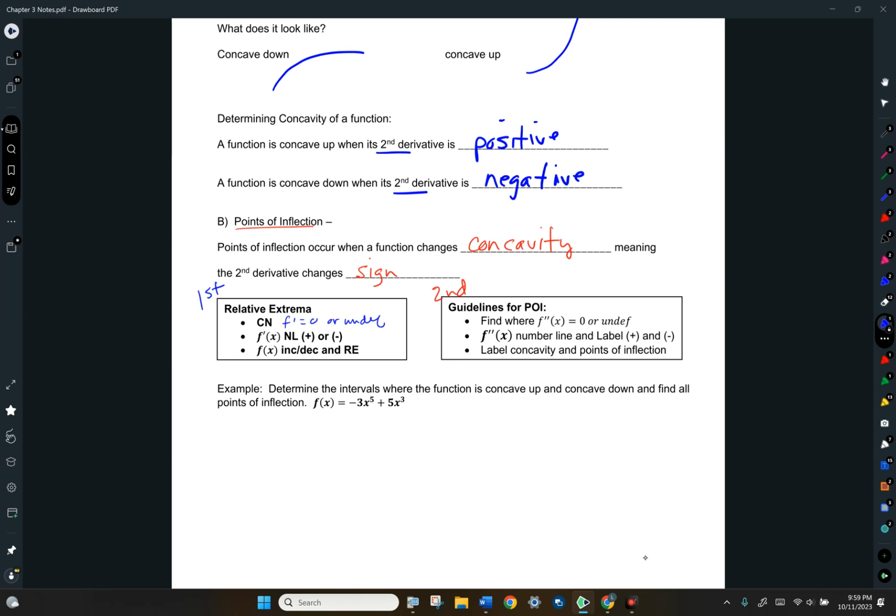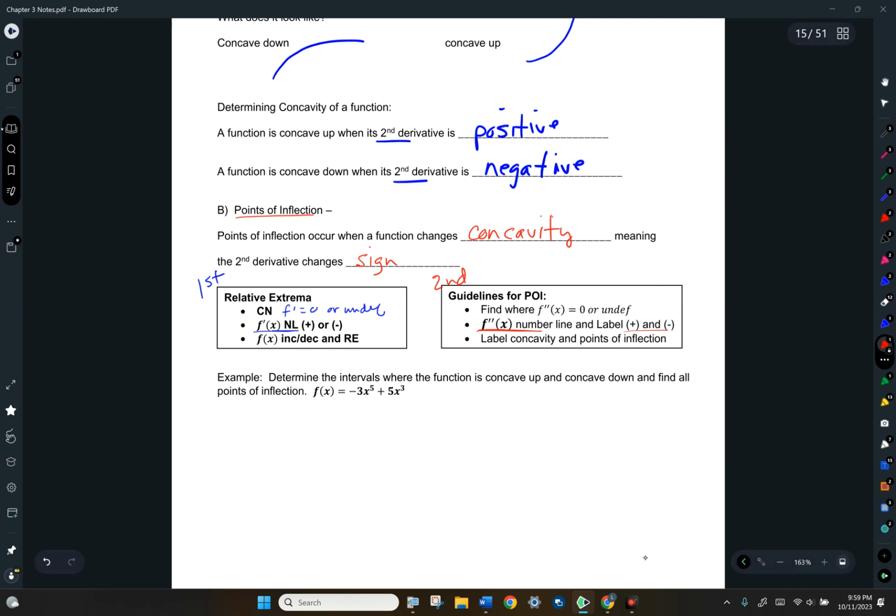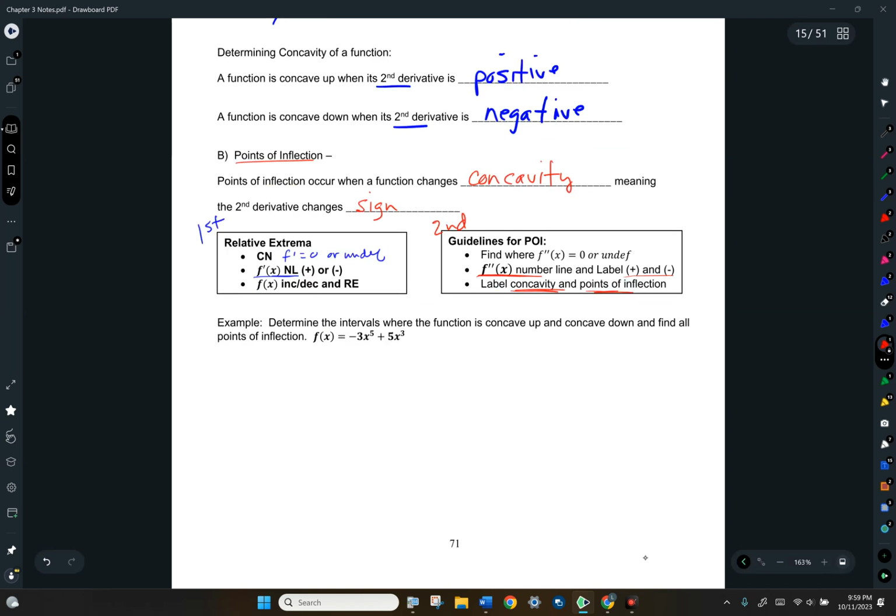For the first derivative, we looked at a number line for the first derivative. Well, when we're finding points of inflection, we're going to look at a number line for the second derivative. We're doing the same thing, just on the second derivative. We're still going to label if it's positive or negative, just like we did on the first derivative. This time, whereas the original function being increasing or decreasing came from the first derivative, the original function is either going to be concave up or down, and it's also going to tell us about points of inflection. Okay, so here's how it works.